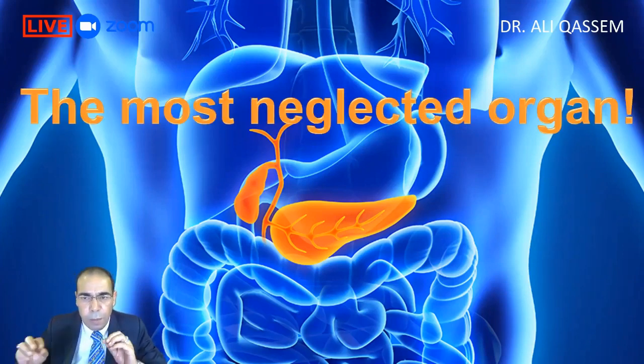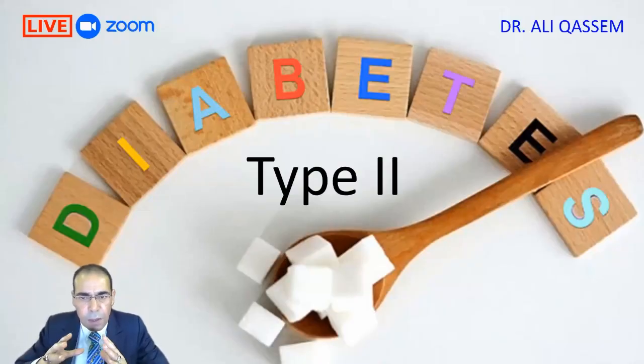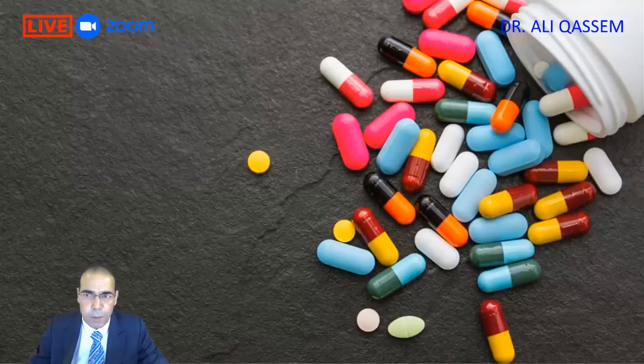And by the way, the pancreas is the most neglected organ in the body. Normally we go and check heart, we check kidney, we check liver. Very seldom we find somebody go, please, I want to see how is the function of my pancreas. And these signs are telling us that you have diabetes or are on the way to type 2 diabetes.